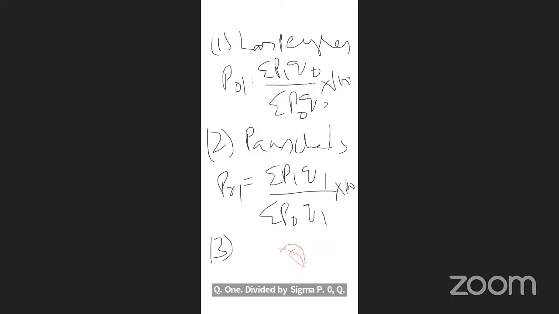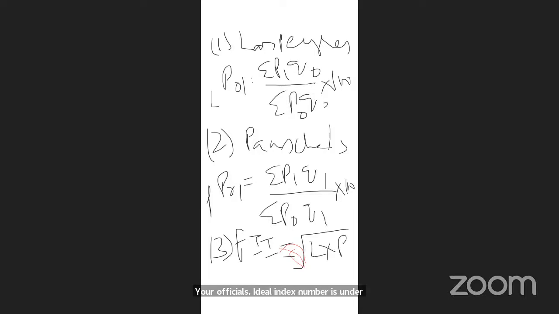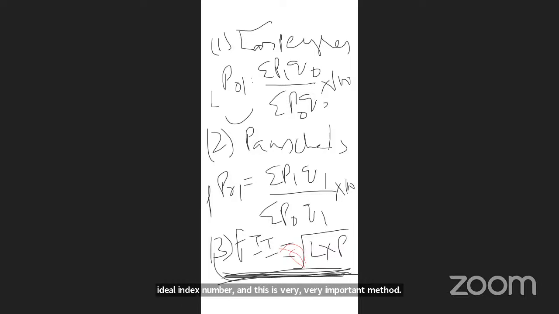And the third, this can be denoted as L, this can be denoted as P. Your Fisher's ideal index number is under root L into P. This is L, this is P, that is Laspeyres into Paasche's method. Under root, if you take that into account, this is your Fisher's ideal index number, and this is a very, very important method. You can expect a question under this method.